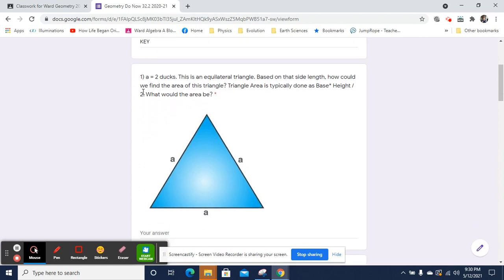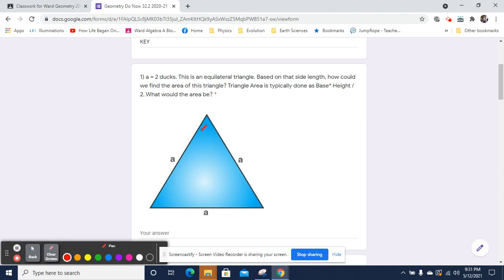And we have an equilateral triangle. A is equal to 2 ducks. And we are going to try and use the side length to figure out the area of this triangle. Now, typically, you'd use base times height divided by 2. So what would the area be?